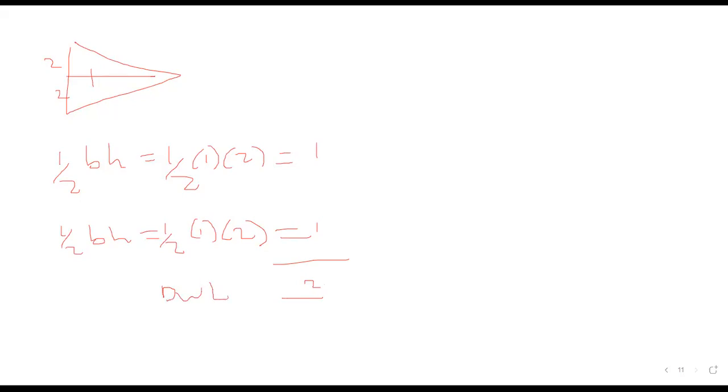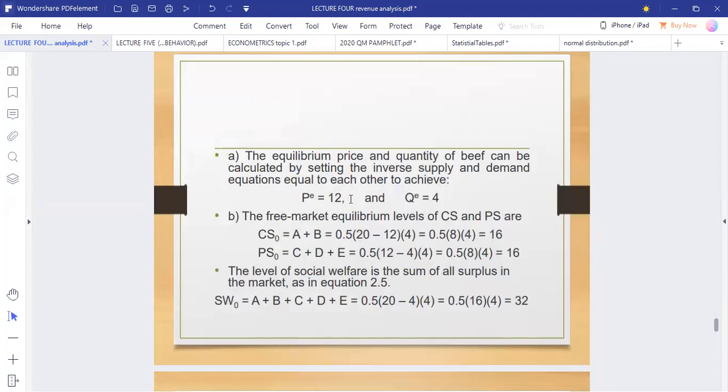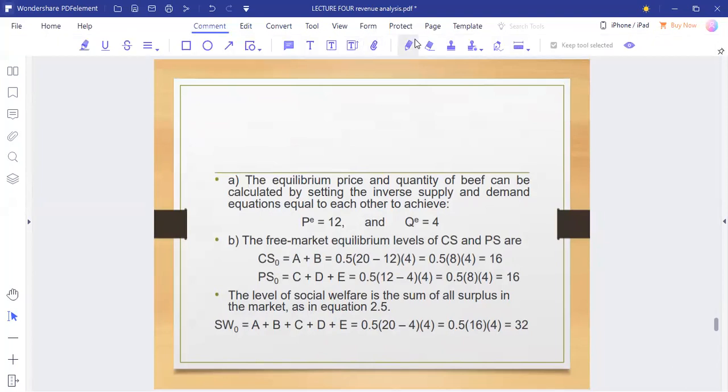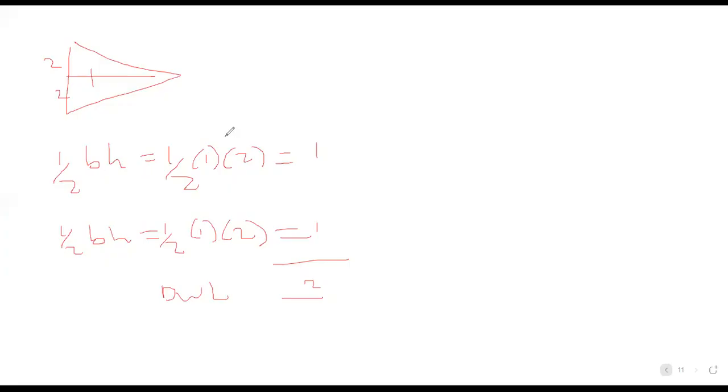So this is how this question was supposed to be tackled. To find the equilibrium, he did not show the working, he just gave you the answers. It makes it difficult for you to follow. So did we find 12 and 4 ourselves? Yes.